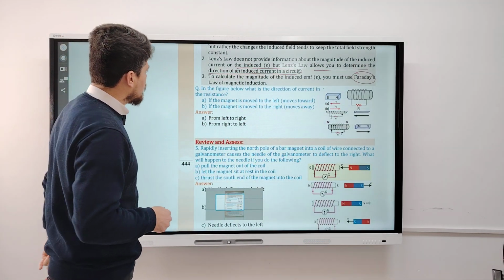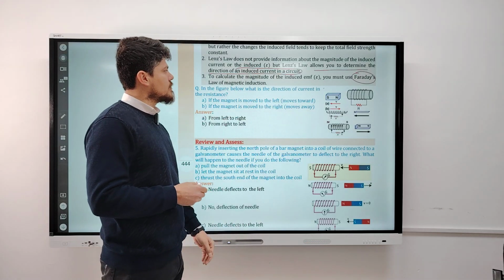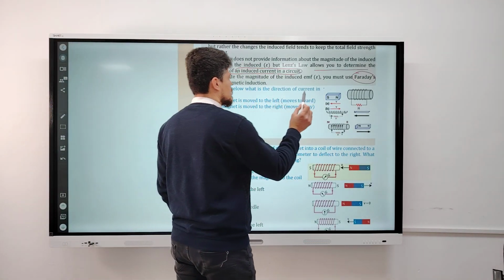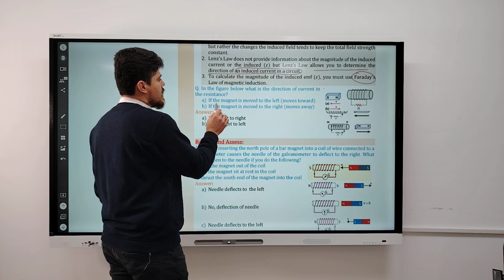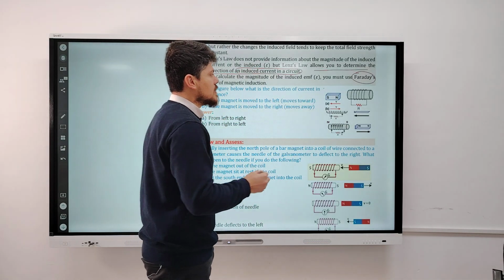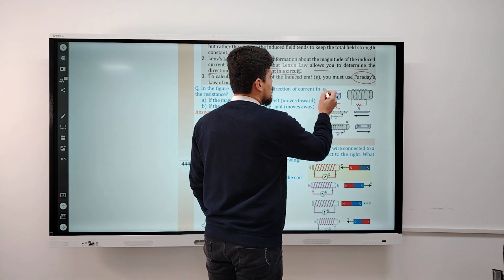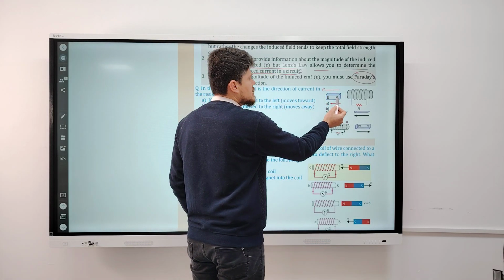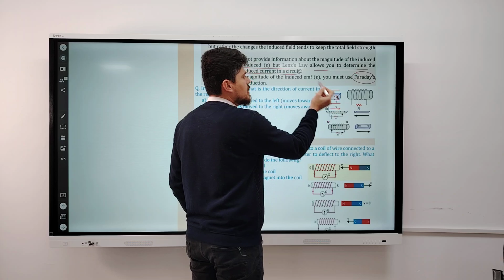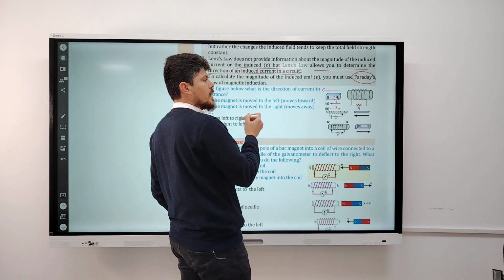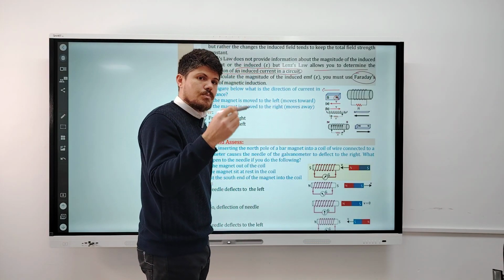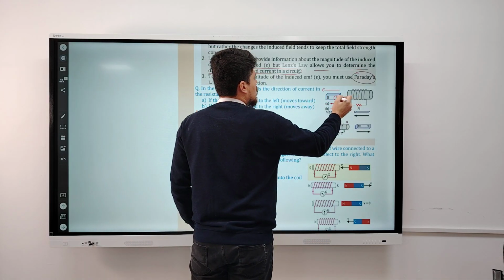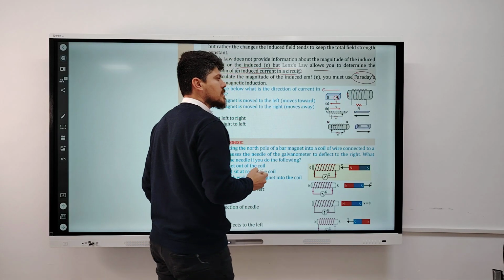We have this question in the figure below. What is the direction of the current in the resistor in these two cases? A, if the magnet is moved toward the left. If the magnet is moved to the left, it means that the north pole is moved away. When the north pole is moved away from the circuit, this end becomes the opposite pole. It becomes south.